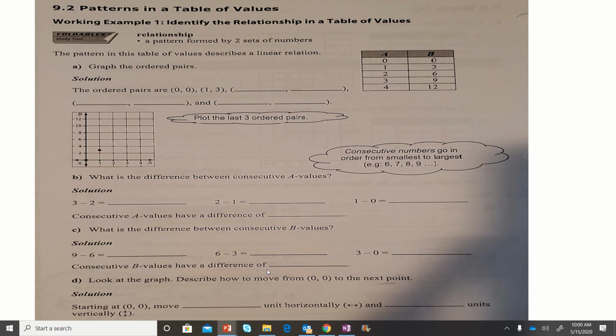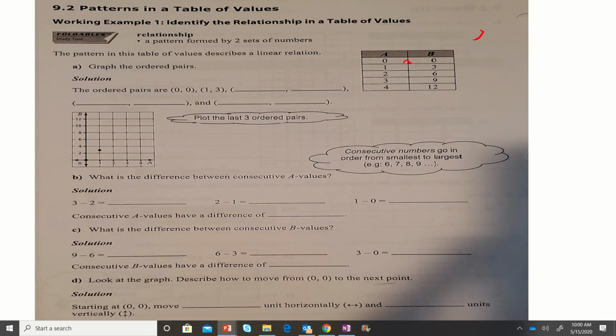Okay, so the first part, identify the relationship in a table of values. What a relationship is, is a pattern, a pattern formed by two sets of numbers. The pattern in this table of values describes a linear relation, and what a linear relation is, is basically a straight line. Okay, so it says graph the ordered pairs.